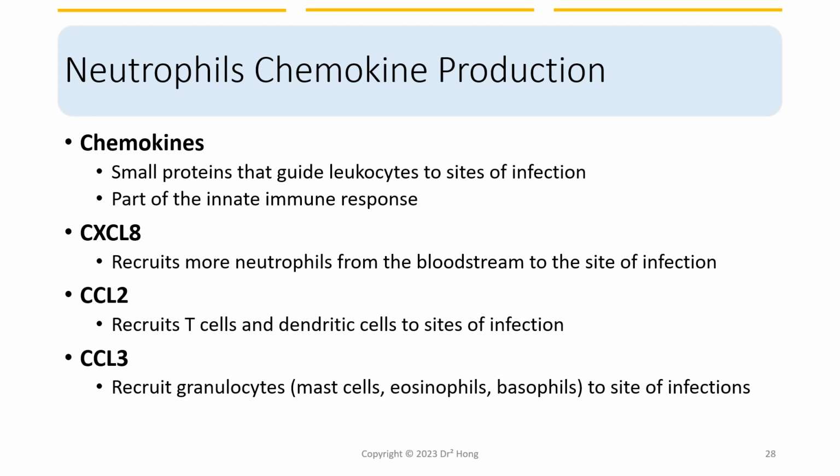Now, here are the three different chemokines that I want to bring to your attention. First, we've seen that already, which is the CXCL8, which can recruit more neutrophils from the bloodstream to the site of infection. Second one will be CCL2, which can recruit T cells and dendritic cells to the site of infection. And CCL3 can recruit granulocytes, such as mast cells, eosinophils, and basophils, to the site of infections.